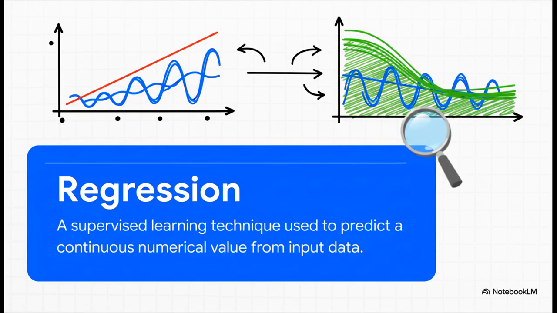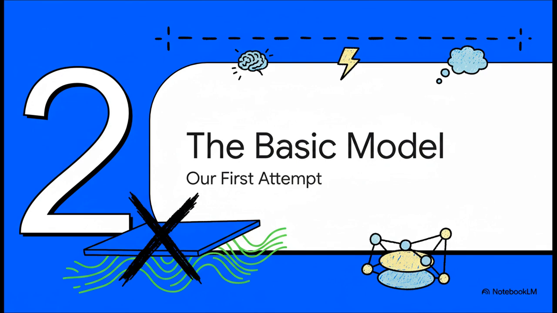The specific kind of task we're tackling today is called regression. Now, this isn't about picking a category, like, is this a picture of a cat or a dog? No. Regression is all about predicting a specific number on a sliding scale. A classic example is trying to predict the price of a house. Based on things like its size and location, you want to predict a very specific dollar amount. That's a regression problem.